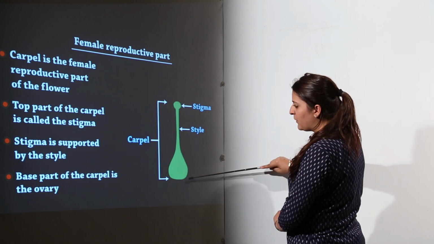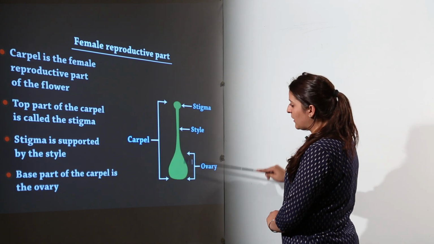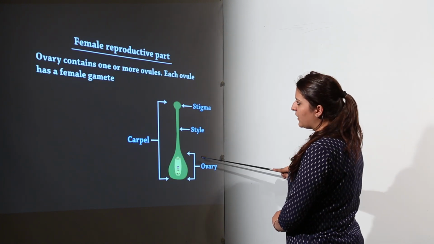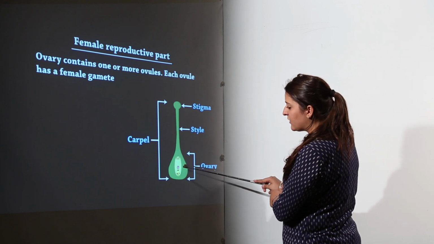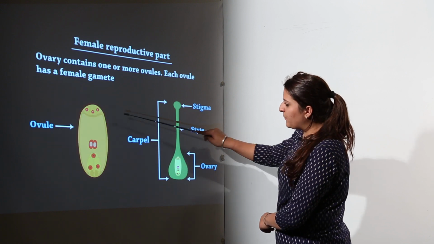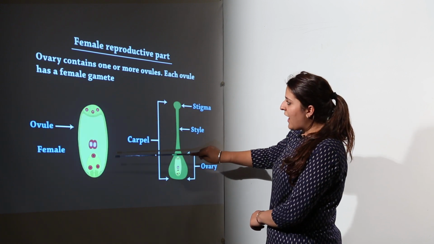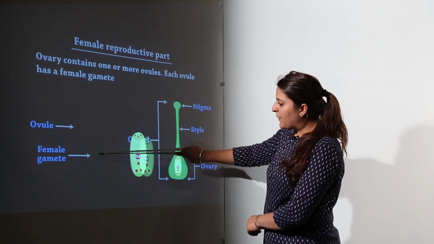This basal swollen part of the carpel is known as the ovary. So this is a complete structure of a carpel. The ovary, as we can see, consists of one or more ovules, and each ovule has a female gamete. So this is a complete ovule, as you can see, and each ovule has a female gamete. So this is a female gamete.